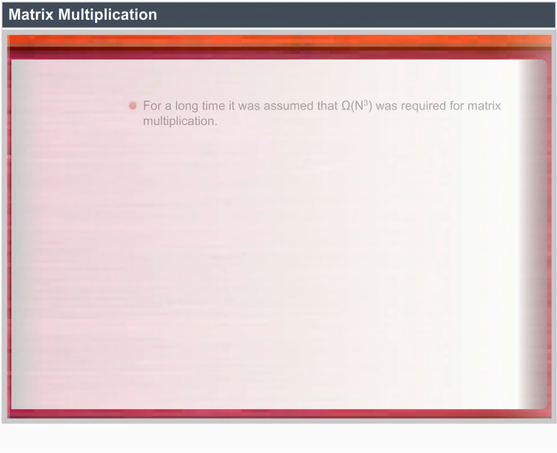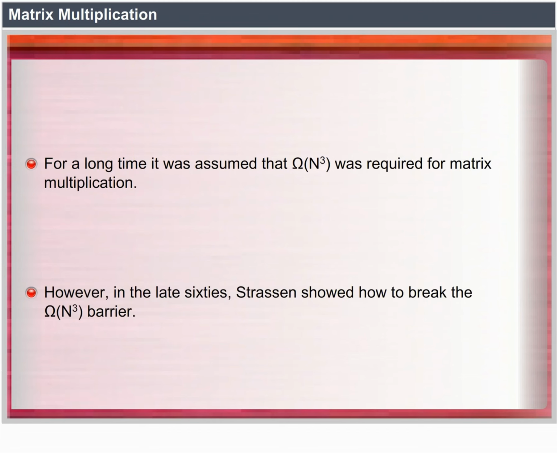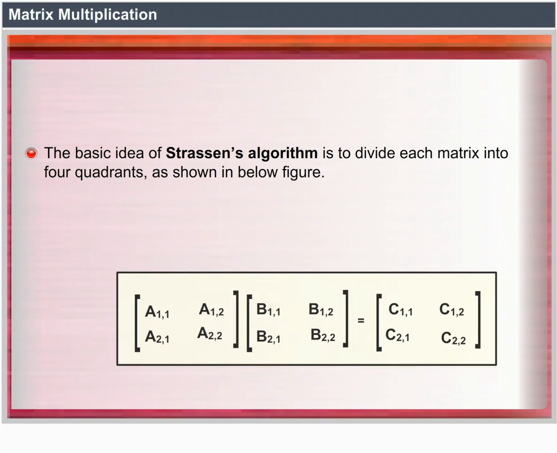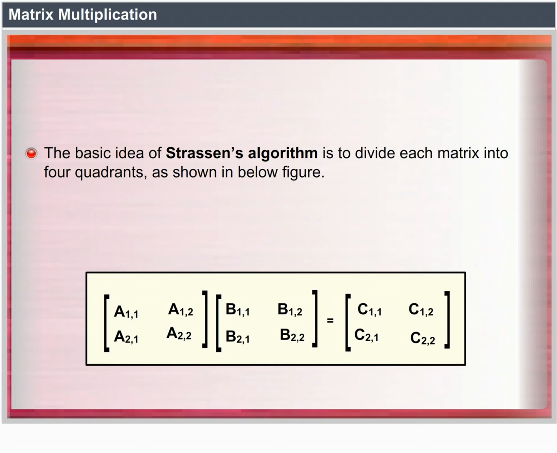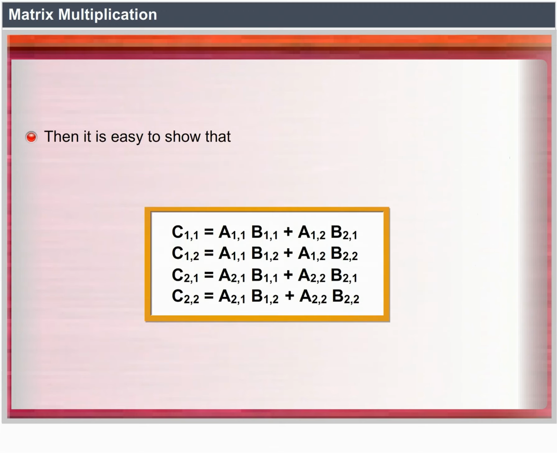For a long time, it was assumed that Omega(n^3) was required for matrix multiplication. However, in the late 60s, Strassen showed how to break the Omega(n^3) barrier. The basic idea of Strassen's algorithm is to divide each matrix into 4 quadrants as shown in this figure. Then it is easy to show that as follows.